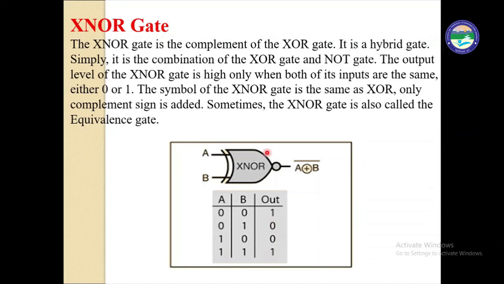This is the symbol for the XNOR gate, and it is the same as the XOR gate, but a complement sign is added in the XNOR gate. This XNOR gate is sometimes also known as the equivalence gate.